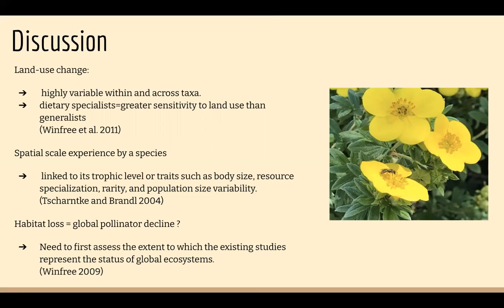Finally, there needs to be more research to be able to determine if habitat loss is a reason, or one of the main reasons, that global pollinators are declining at such a rapid rate. To do so, we need to first assess the extent to which the existing studies represent the status of global ecosystems. For this, there needs to be more awareness and investment in pollinator research and conservation efforts.